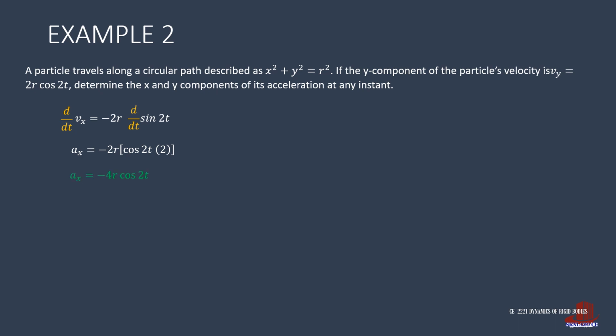The y component can be taken simply from v sub y of 2r cosine of 2t. If we differentiate it once to get a sub y, that would be the constant 2r times the derivative of cosine 2t as negative sine of 2t times 2, which can be shortened as negative 4r times sine of 2t.